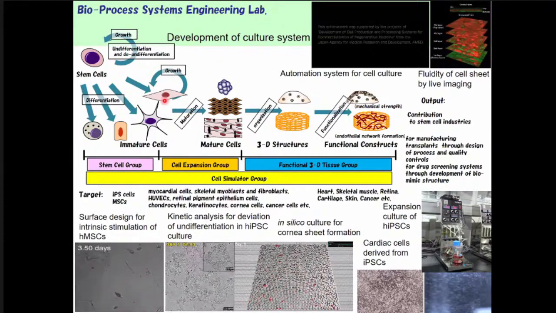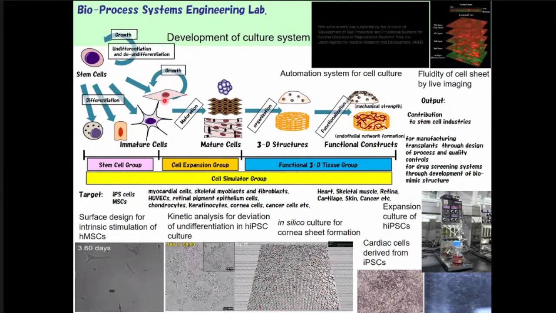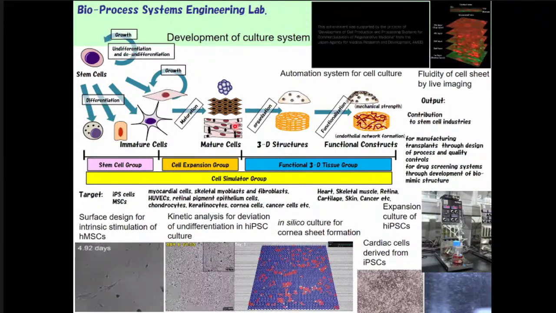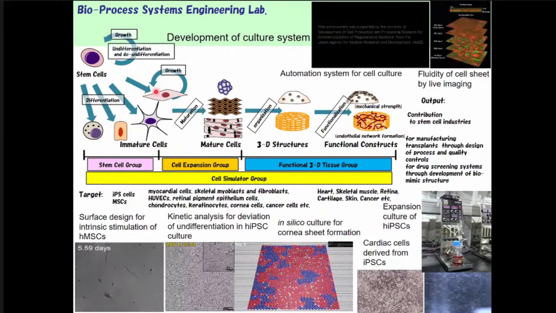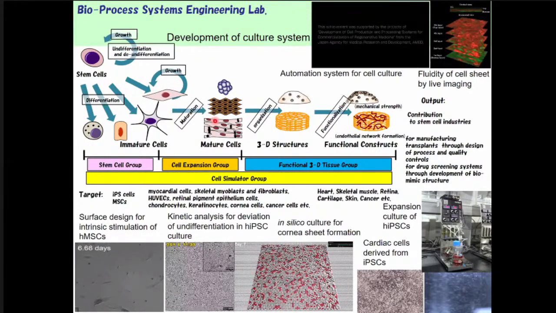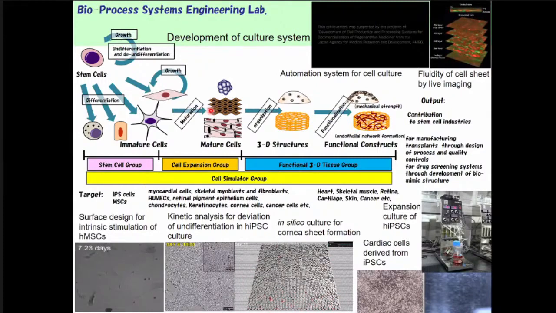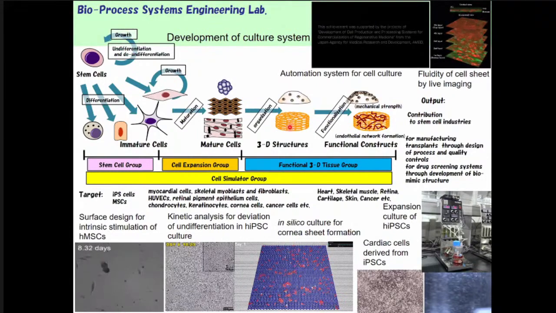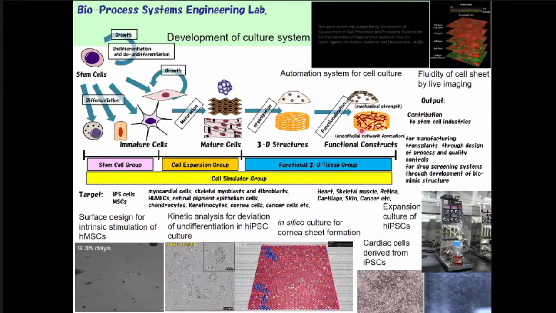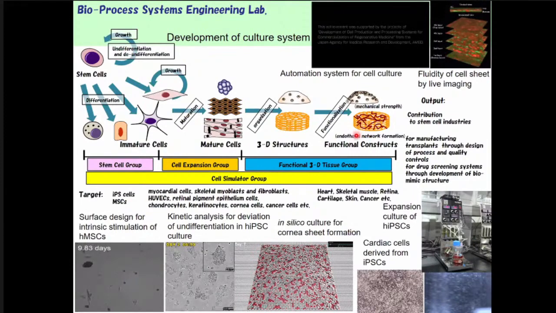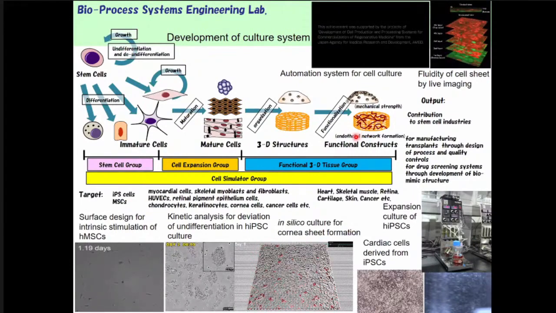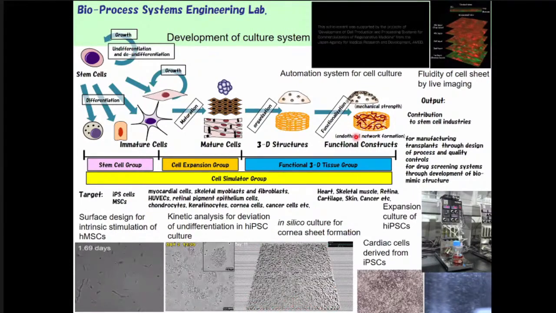Sometimes we need some mature cells. So from the immature cell to the mature cell, we perform the culture. And sometimes we want to get a three-dimensional structure for the clinical application. And also sometimes we need the blood vessel. I mean, it looks like the functional construct for the clinical application.